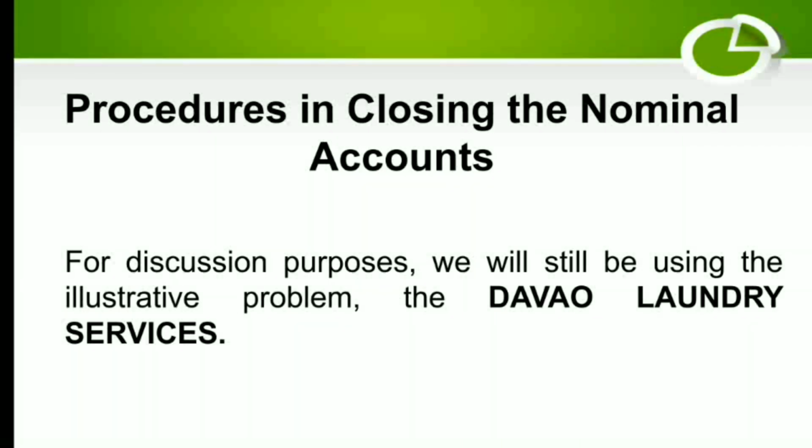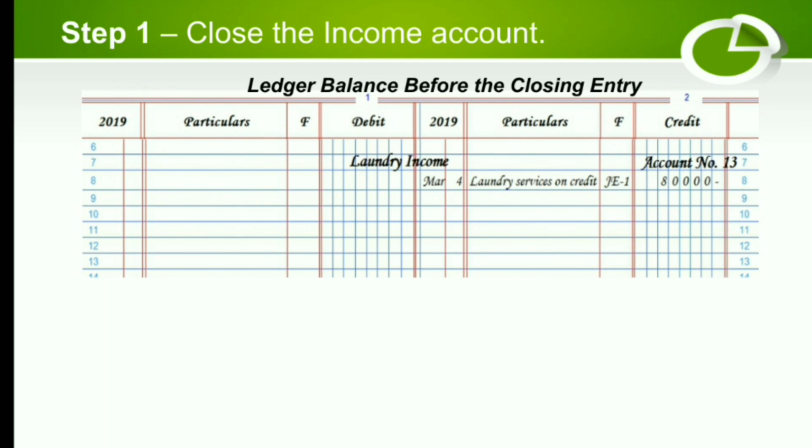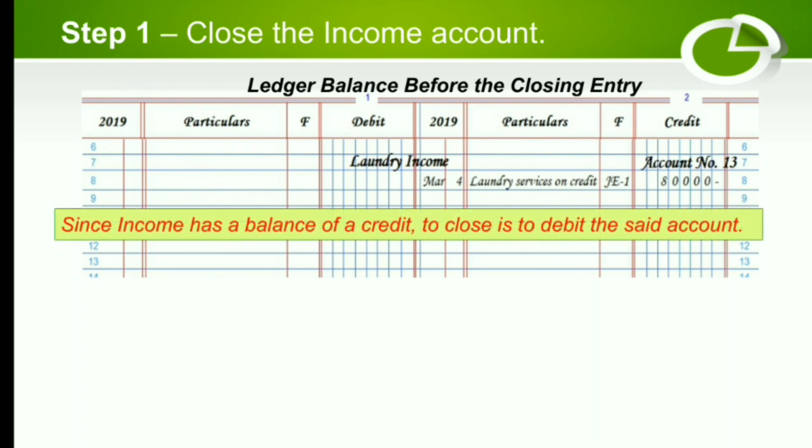Okay, so we will now begin the discussion on the procedures in closing the nominal accounts or income statement accounts, and we'll start with step number 1, close the income account. Davao Laundry Services only has one income account, and that is the laundry income with a credit balance of 80,000 pesos. So this is the balance before the closing entry, 80,000 pesos credit. Since the income has a credit balance, in order to close this income account, we need to debit it. Okay, so we're going to get our journal.